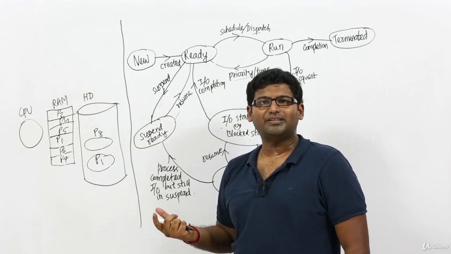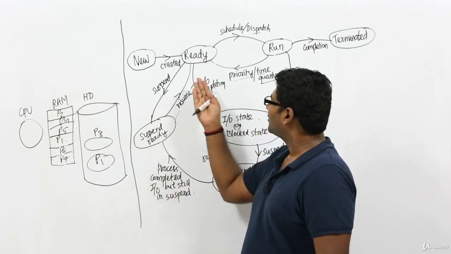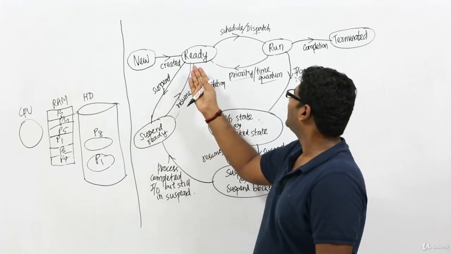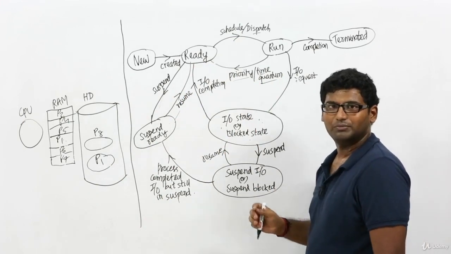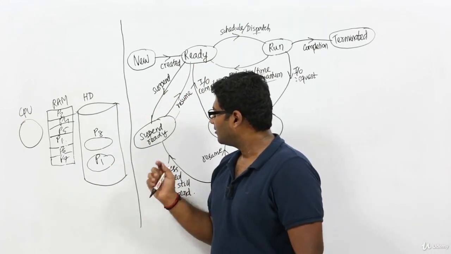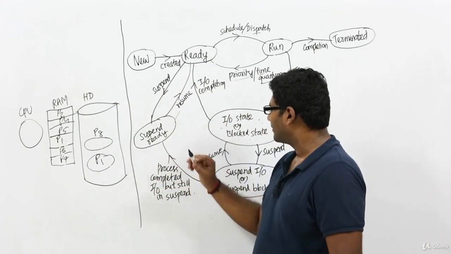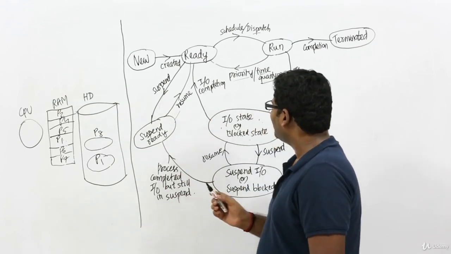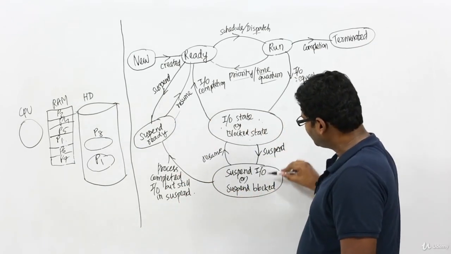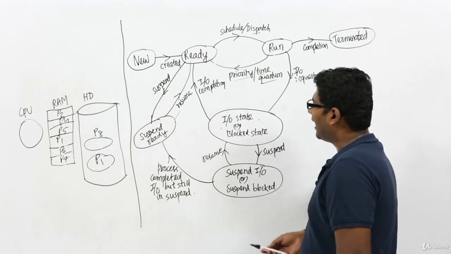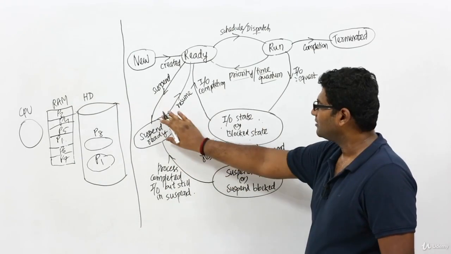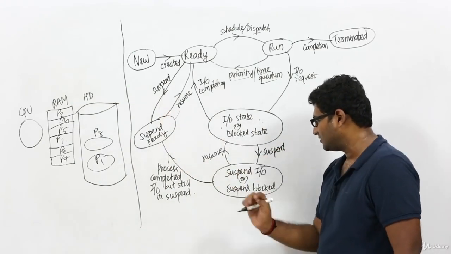After moving to the ready state, when this process should be executed is again decided by our scheduling algorithm, the short-term scheduler. We have seen it. This is what is actually happening here. Now, what is this suspend IO or suspend block state? The same explanation that went there also applies here.